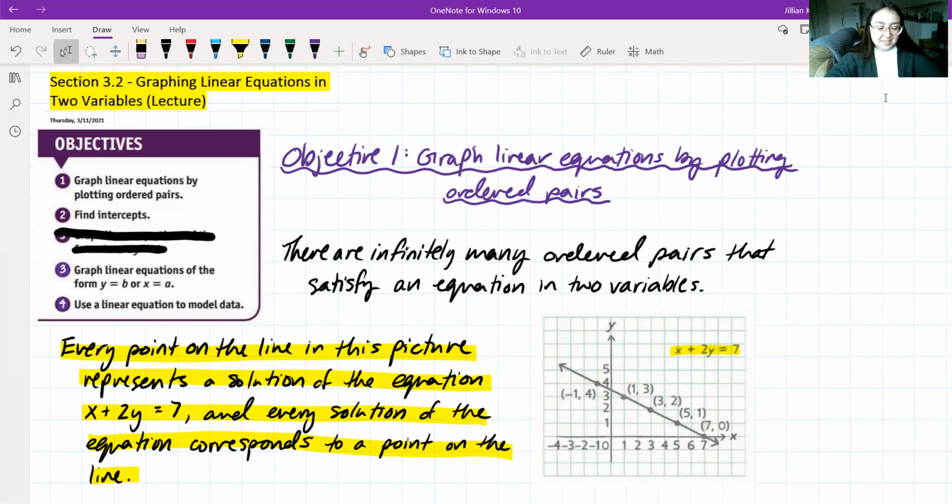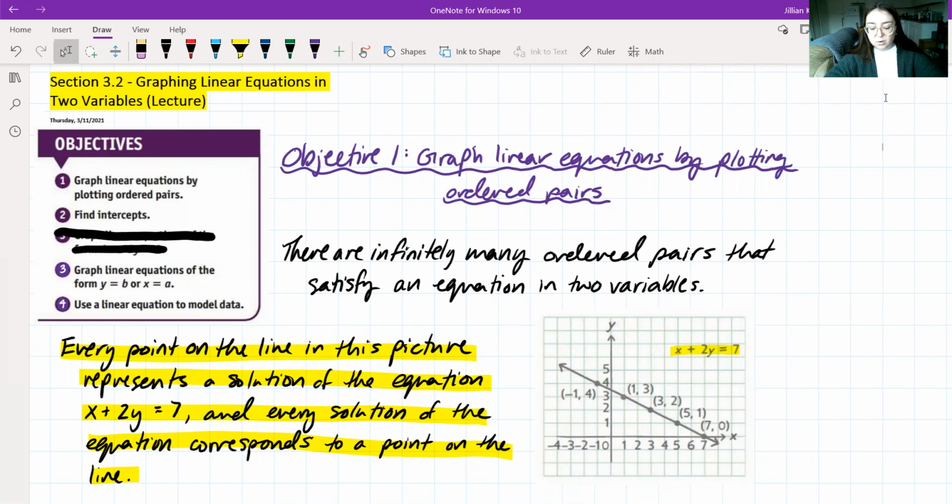Our first objective is that we want to graph linear equations by plotting ordered pairs. Objective 2, we want to find intercepts. 3, we want to graph linear equations of the form y equals b or x equals a. And then 4, we want to use a linear equation to model data. So with objective 1, we just want to graph linear equations by plotting ordered pairs.